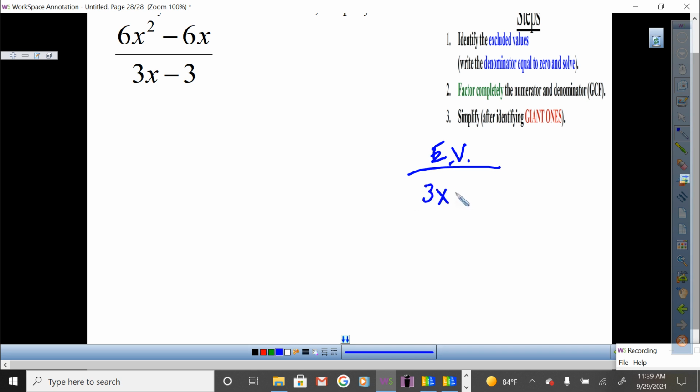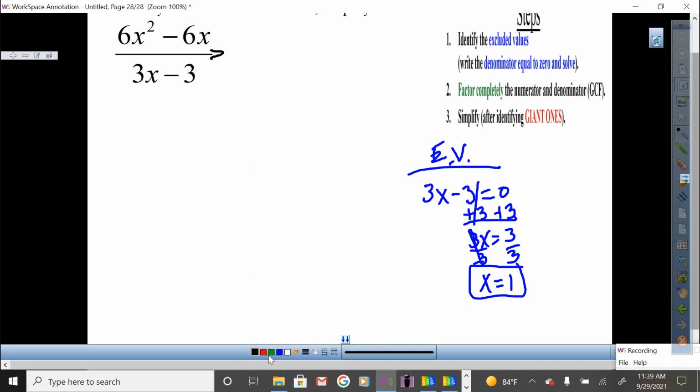X minus 3 equals 0, yes, and then we just solve, yes? Dana, go. Add 3 to each side, yes. 3x equals 3, and at the end we divide by 3. So my excluded value is what? 1. Okay. I'm not going to check it since we all did this one together. Okay, let's go to factor.